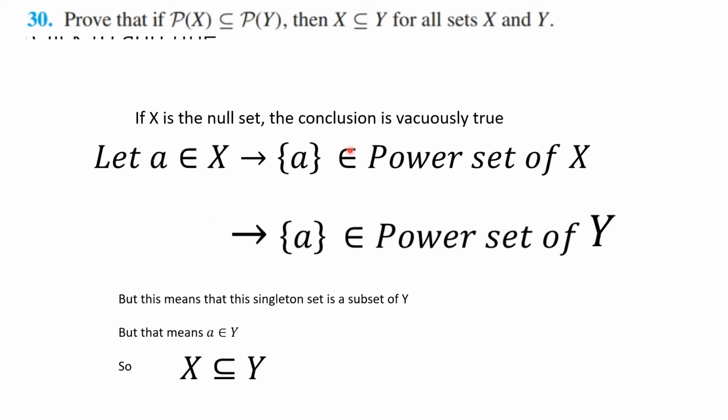So you see, we started with a an element of x, and we showed that a has to be an element of y. You see, that's what it means for x to be a subset of y. You may want to review some of these definitions from the earlier chapter, and again in this course we build upon everything we do.